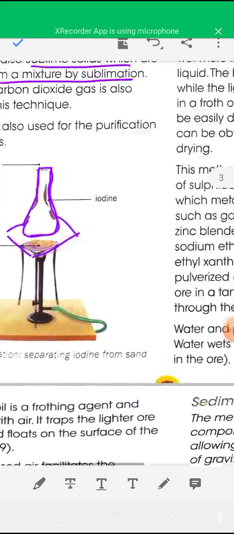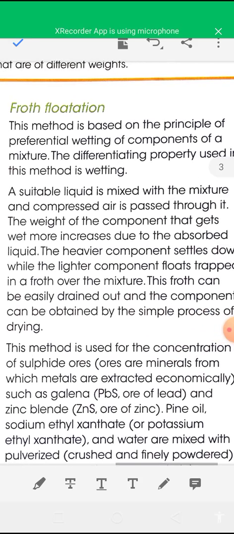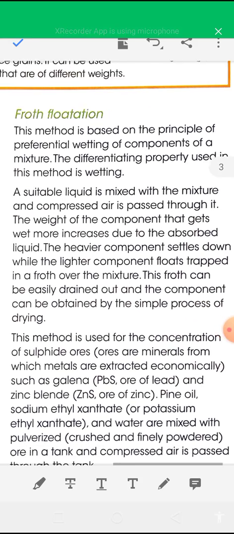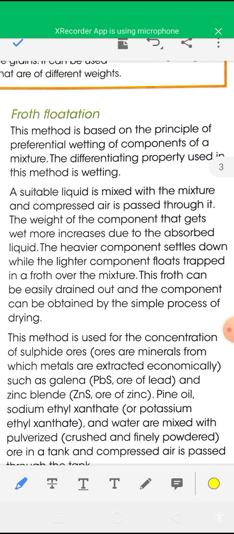Next method is froth flotation. This method is actually used in metallurgy during extraction of metal. Okay, froth flotation method. See the principle of this method. The principle is preferential wetting of components of a mixture. This method is based on the principle of preferential wetting of components of a mixture, and the differentiating property used in this method is wetting.